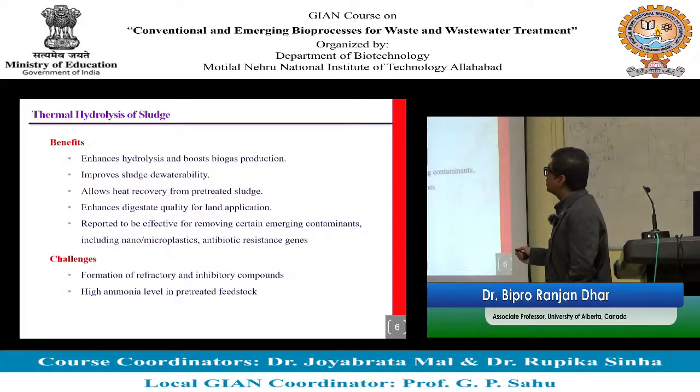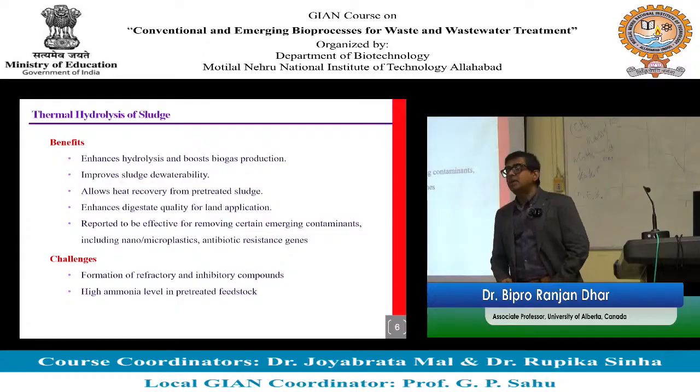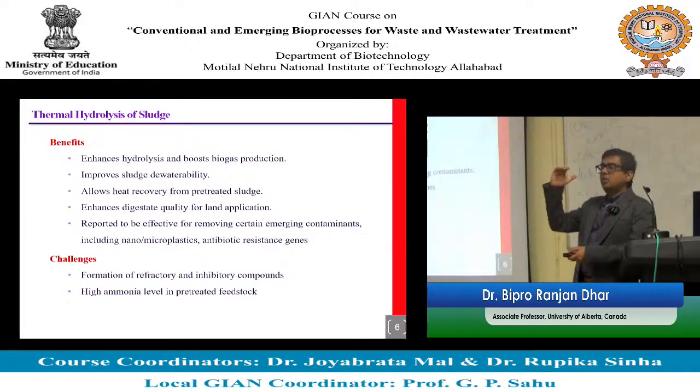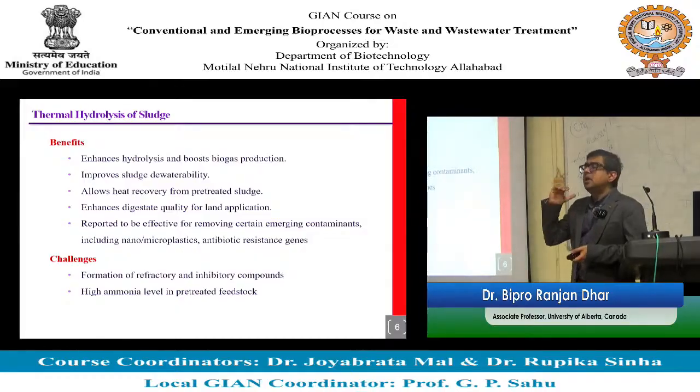But thermal hydrolysis can provide other benefits. One thing is that we can also improve sludge dewaterability. And what is sludge dewaterability? If you remember, we discussed that before you send the sludge to the digester, you have to do some sort of thickening, right? But if you have very high EPS content, sometimes that sludge is difficult to settle.